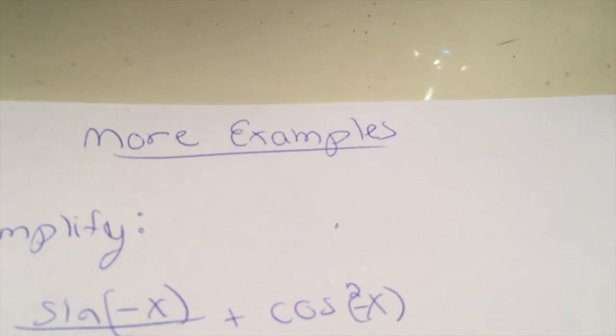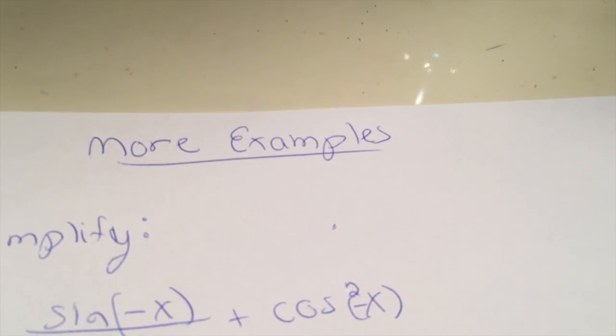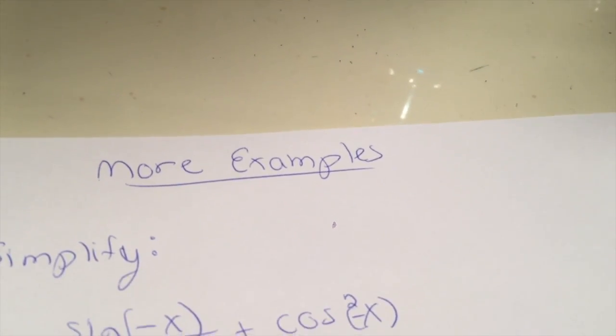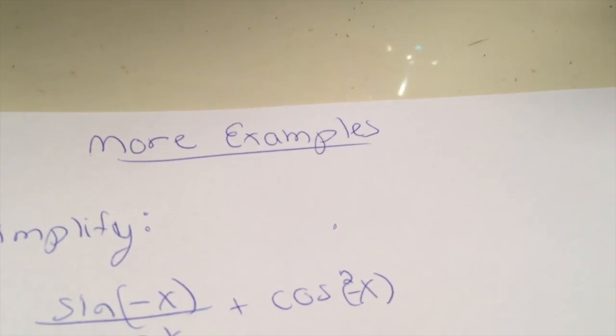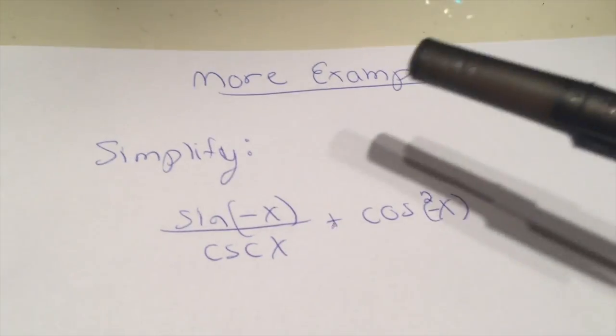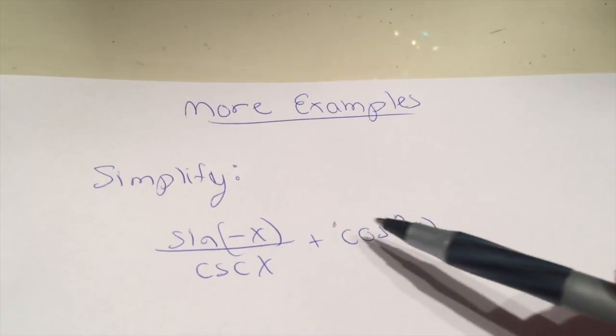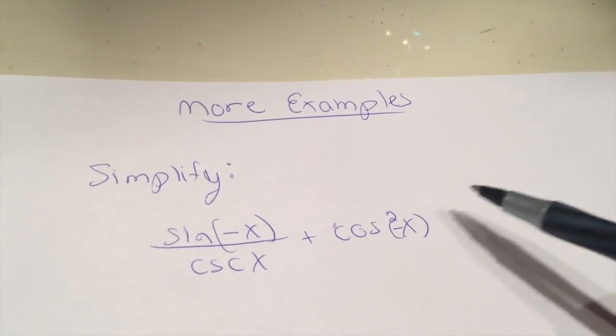Bravo! Lastly, we will be trying some more examples to really grasp this concept. Feel free to pause this video at any time to try these questions on your own. First, we will be simplifying. So sine negative x over cosecant x plus cosine squared negative x.